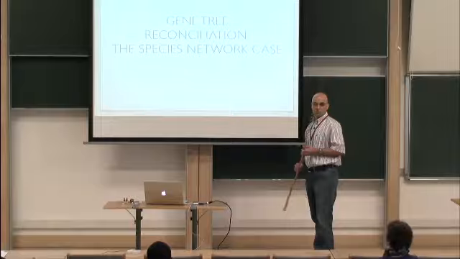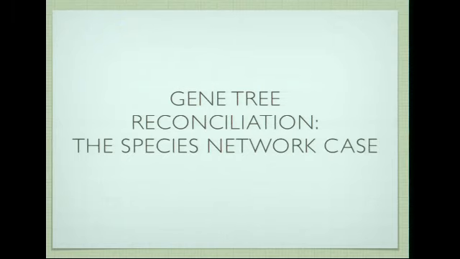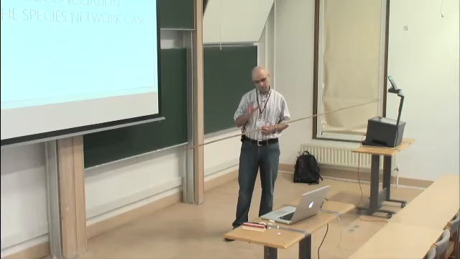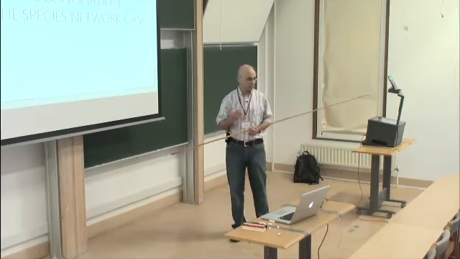Now I want to move on to the case of what happens when we have reticulation. So all of this work here assumes that if you're given a set of gene trees and you want to reconcile them, you assume that the only cause of incongruence is incomplete lineage sorting. So now I want to talk about what happens if there is also hybridization in the picture.